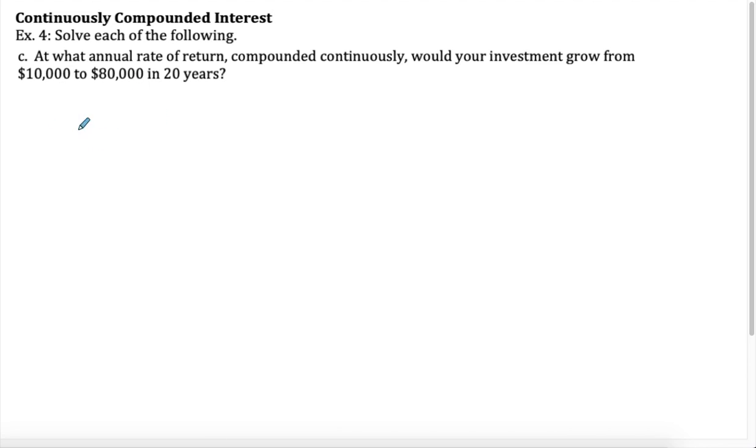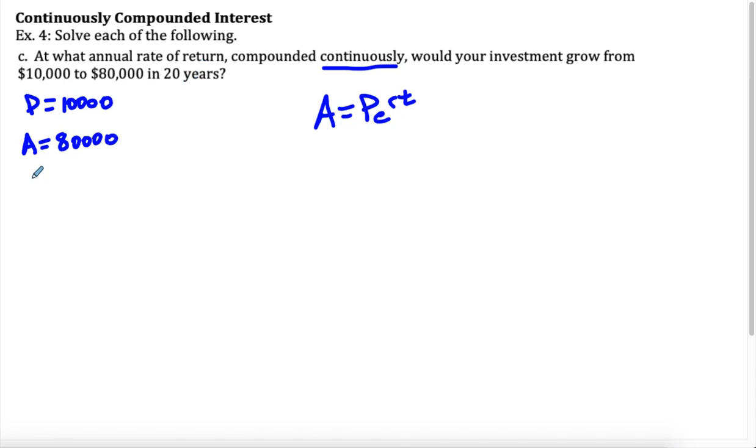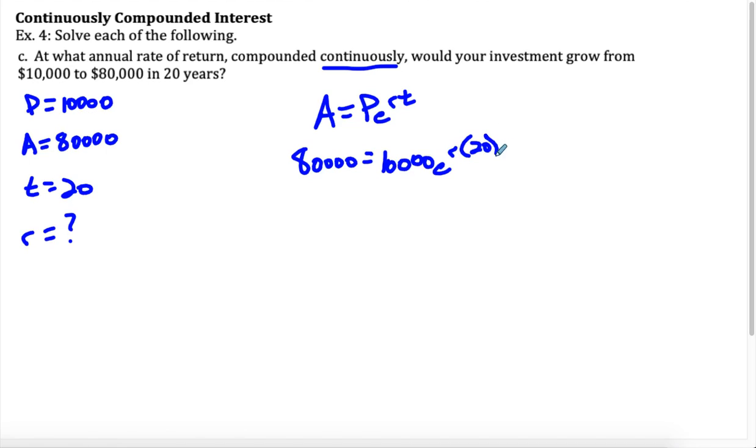All right. In the final example, we want to solve for the rate. So similar process though. First, compounded continuously, so we know we're using this formula. Then my starting amount, my principal, is 10,000. I want my final amount to be 80,000. And I want my time frame to be 20 years. So I'm solving for the rate this time. Same process though. So 80,000 equals 10,000 times e to the r times 20 power.